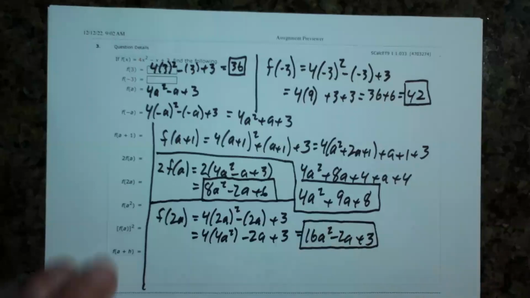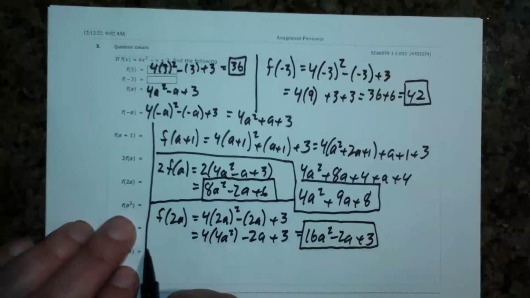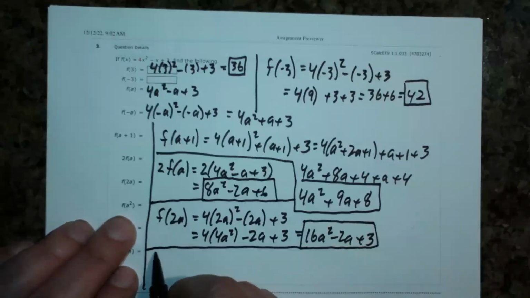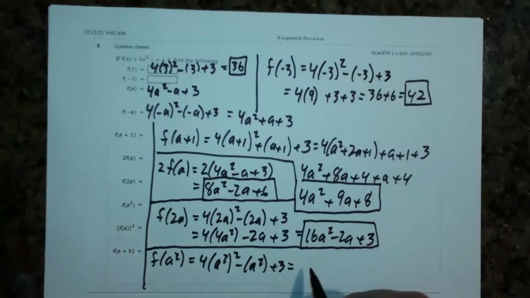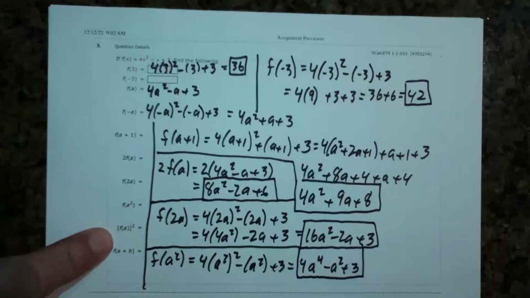All right, next up is f of a squared. So this is going to give us 4a squared squared minus a squared plus 3, which is 4a to the 4th minus a squared plus 3. All right, I have 2 more to do, and I'm going to go to a separate piece of paper for that.